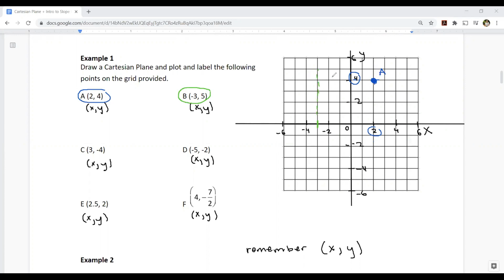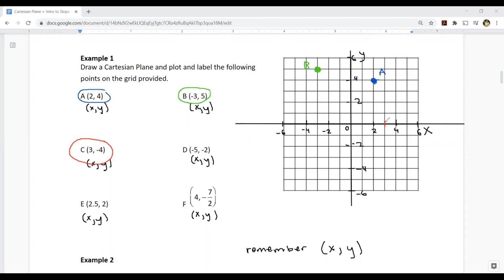So this time we're going to go up again and see that 5 is over here, and that the 2 will meet up at this point. Using the same method, we're going to plot our point and then label that point B. Okay, why don't we do one more together? So for C, the next point is 3, -4.